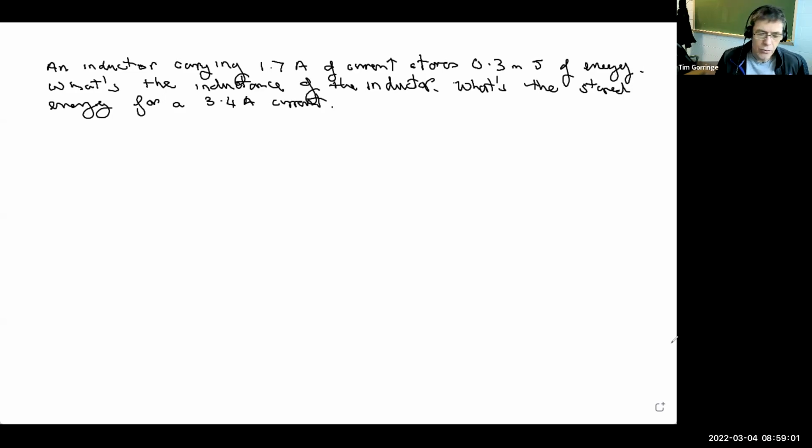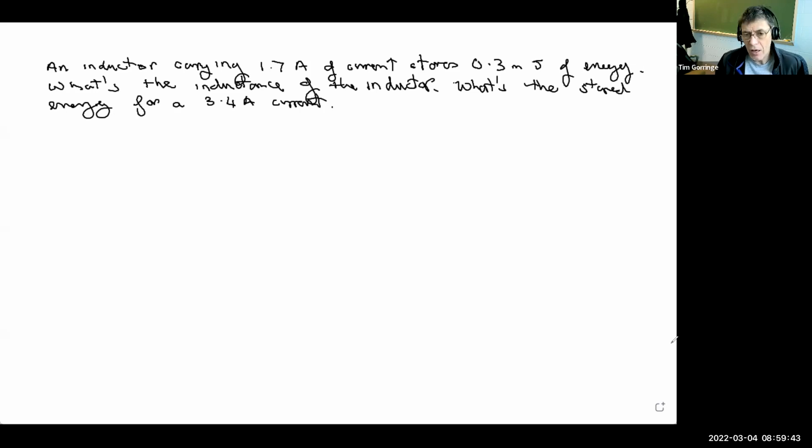I wanted to work through an example that involves inductors and energy stored in inductors. If you remember back to capacitors, we could think about capacitors as circuit devices that store energy when we apply charge to the plates of the capacitor. And we can think of inductors as circuit devices that also store energy when we pass a current through the windings of the inductor.